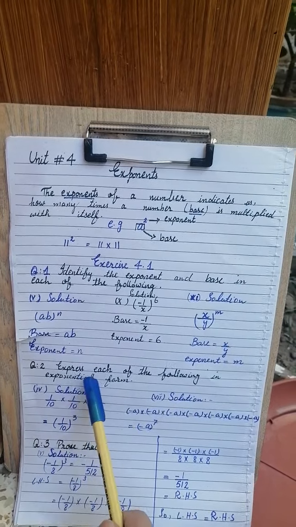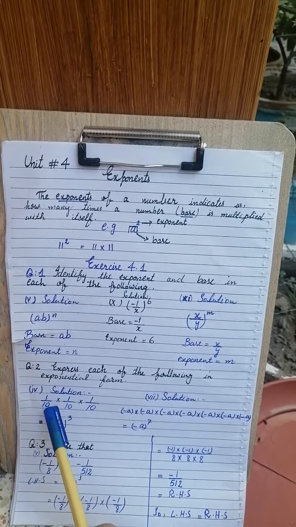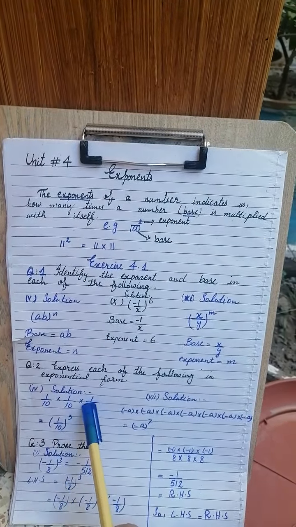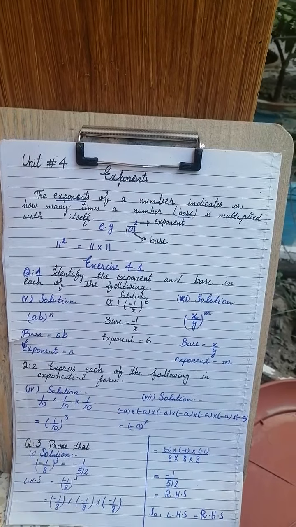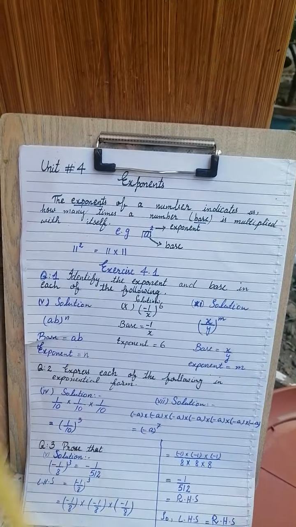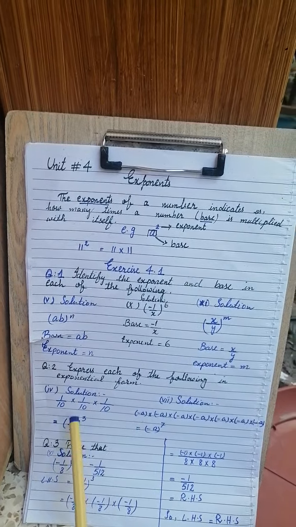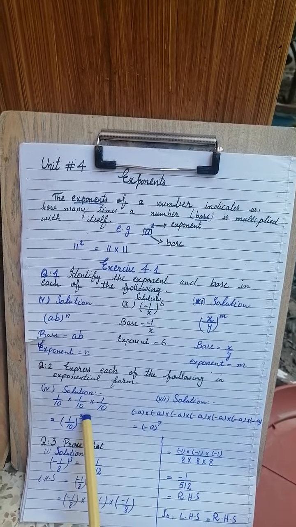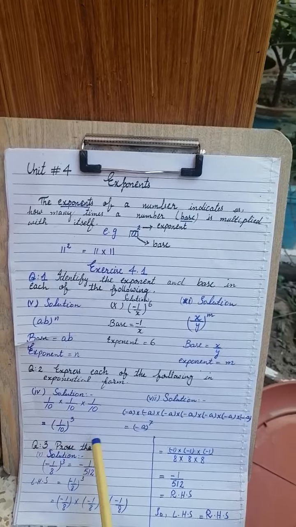Now question number 2: express each of the following in exponential form. Here the expanded form of a number is given. 1 over 10, 1 over 10, 1 over 10. How many times? 3 times. That means this number appears 3 times, and we write this number in exponential form as minus 1 over 10. And how many times is minus 1 over 10? 3 times. So we write exponent 3. This is the exponential form of this expanded form.